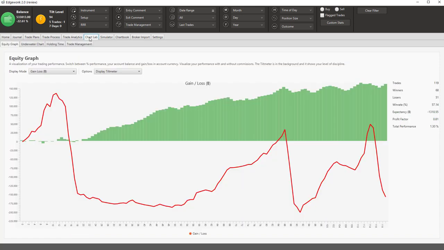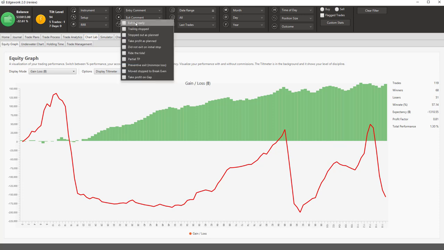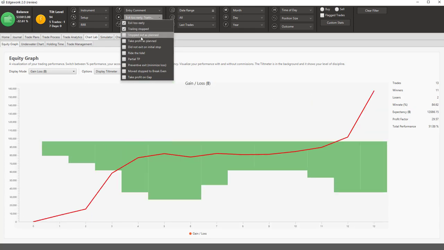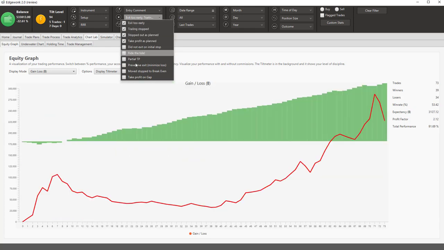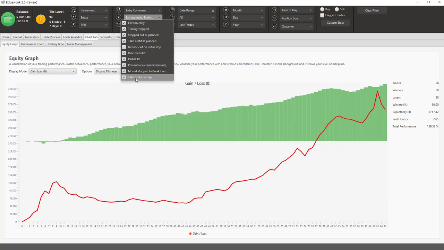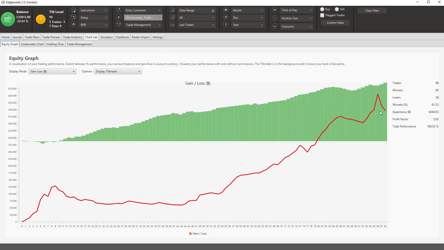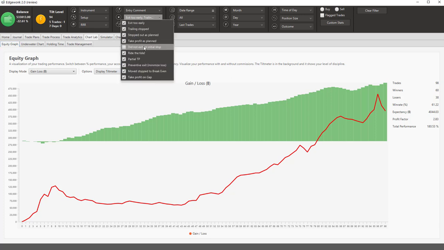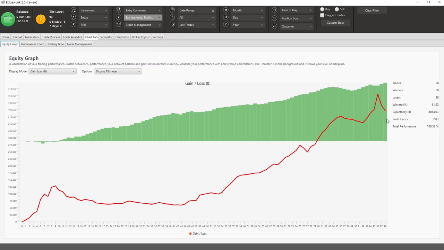Let's take a look again at the chart lab. Now we want to look at all the comments and all the trades except for the ones where he did not exit on the initial stop loss. Let's take them all. You can see now the trader would have had a positive performance of almost 400,000, and the equity graph looks really, really nice. So this is even more important than working on the entry comment. He seems to be quite on top of his entry game, but the trades where he did not exit on the initial stop loss, that's the big thing.